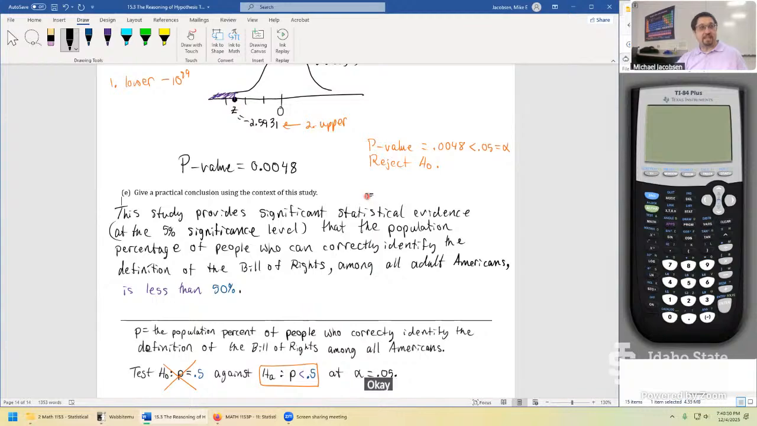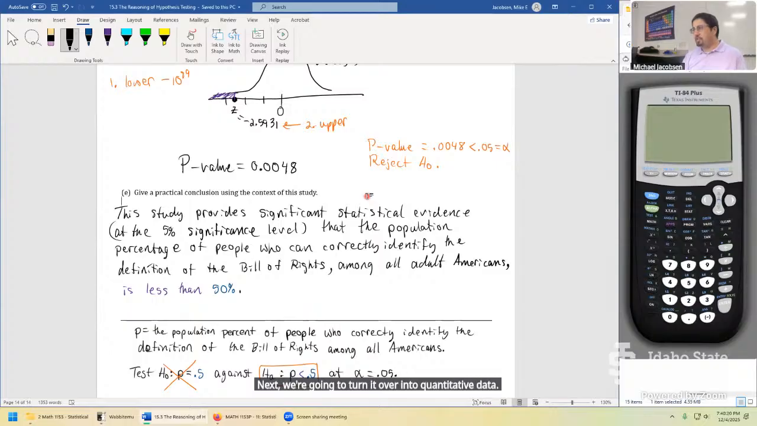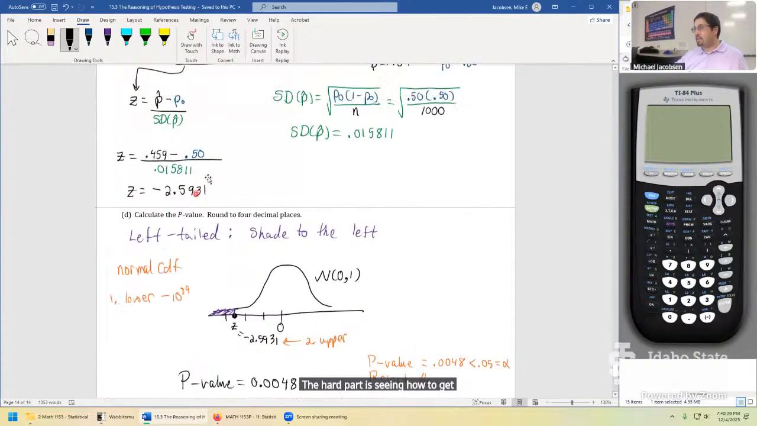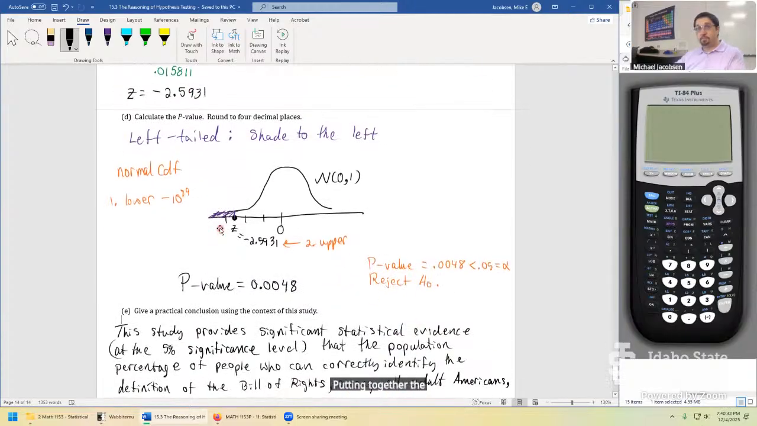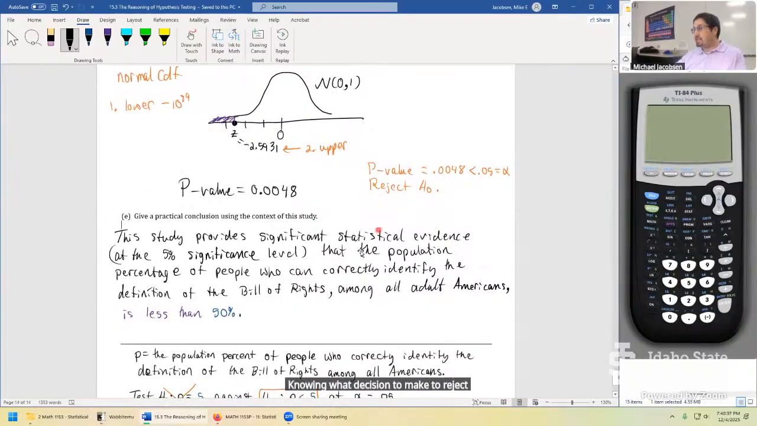Okay, well, we did it, folks. That's half of the hypothesis testing, the categorical data side. Next, we're going to turn it over to quantitative data. But really, once you've seen how this goes together once, changing the data type is not the hard part. The hard part is seeing how to get your p-value out, putting together the test statistic, which gives you the p-value, knowing what decision to make to reject or fail to reject, and writing down your conclusions. Those are the hard bits. But when you change to quantitative data, you're just doing this all over again.